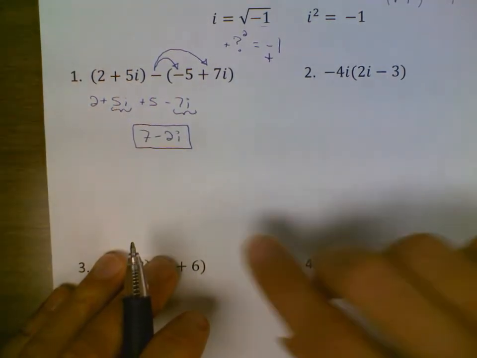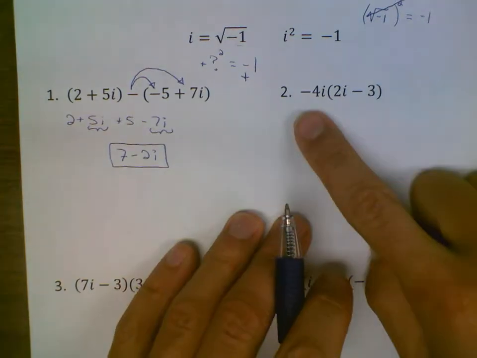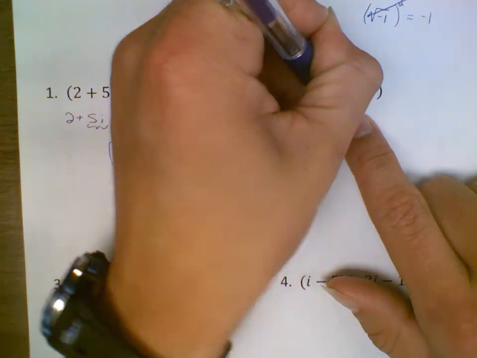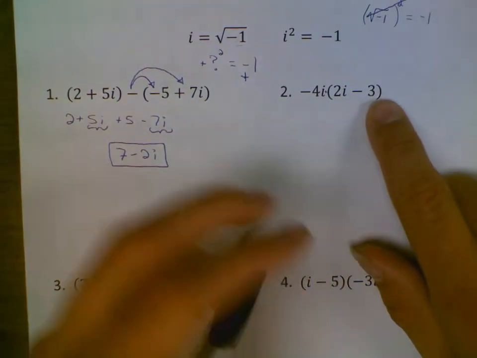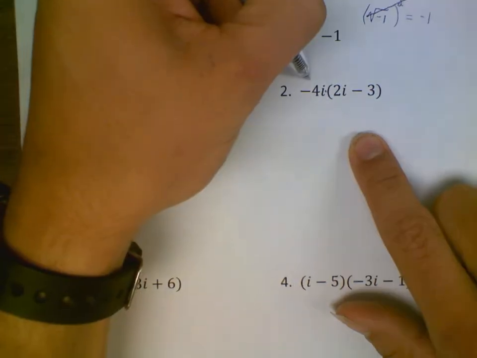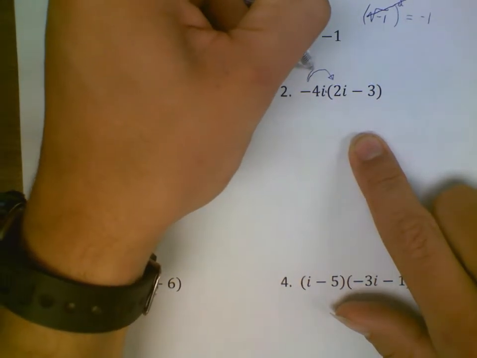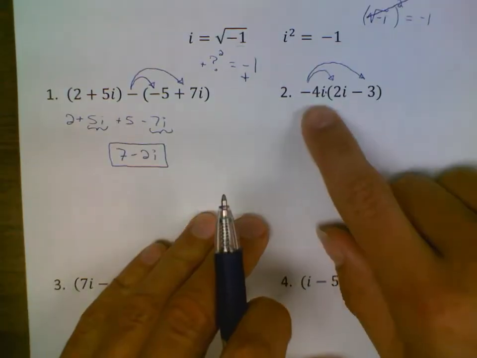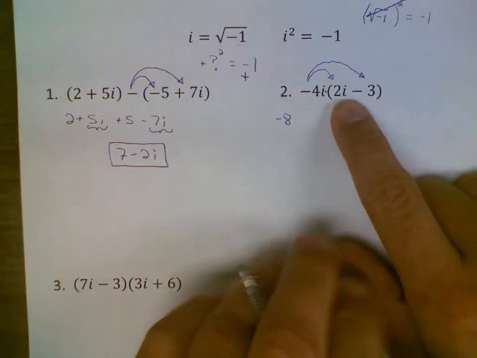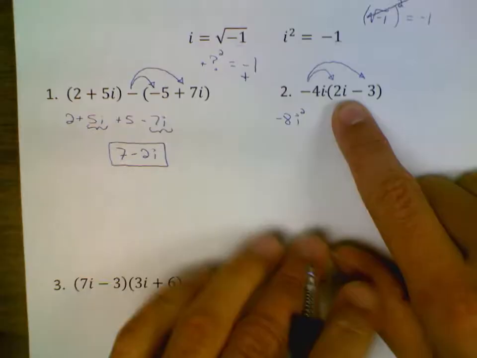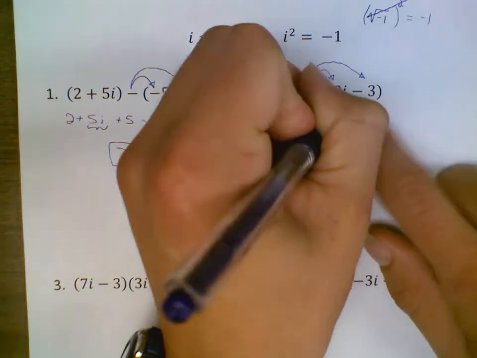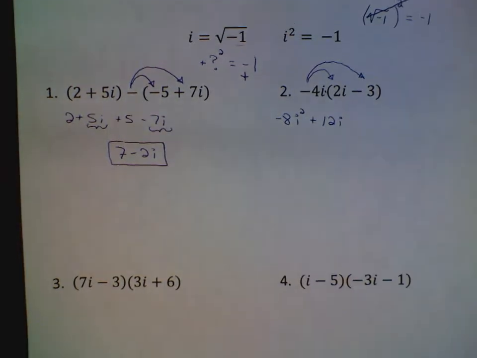Okay. Let's look at another example. In number 2, I have -4i, and I'm multiplying that by 2i minus 3. Because I'm multiplying, I'm going to take this outside part and distribute it into the parentheses. So -4 times 2 is -8, and i times i is i squared. Then -4 times -3 is +12, and that's going to give me +12i.